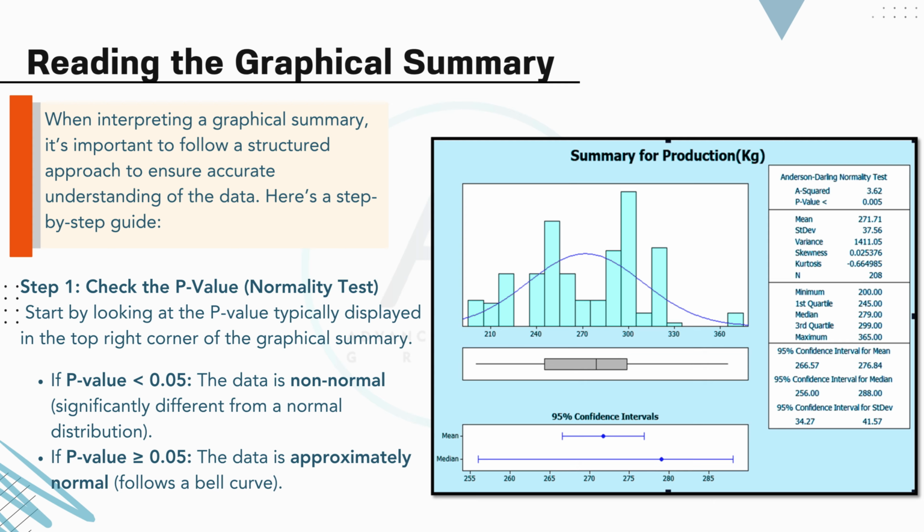This is just the first step in reading a graphical summary, but it's a critical one because the assumptions we make about the data distribution guide which analysis tools and conclusions we can trust. We'll continue exploring other components of the graphical summary in the next steps.